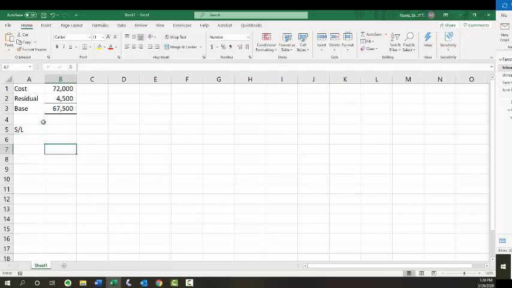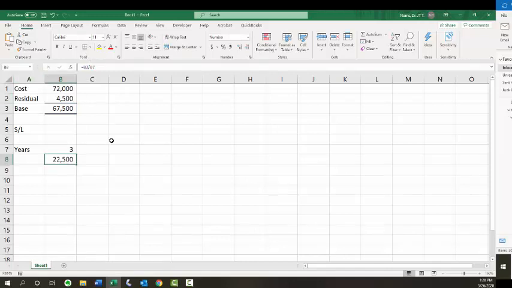So under straight line, we're going to take that base and divide it by the number of years. So we're going to take $67,500 and divide it by 3, and that gives us $22,500 for straight line depreciation.